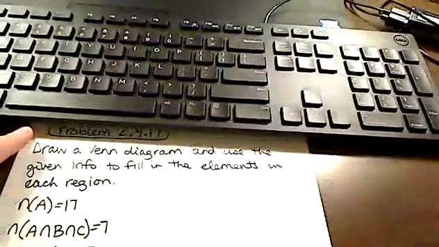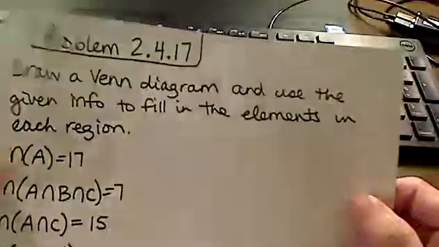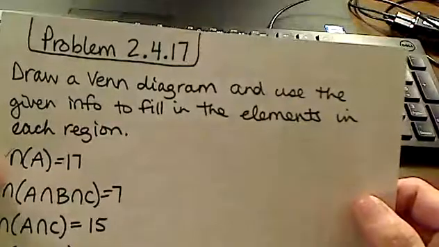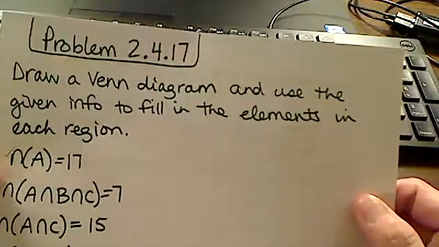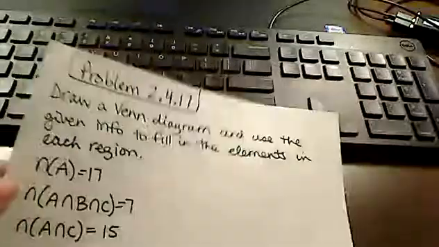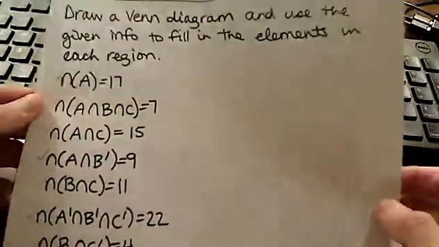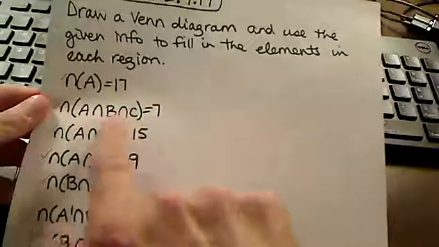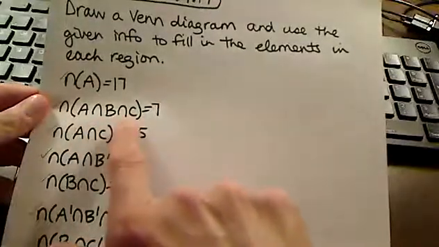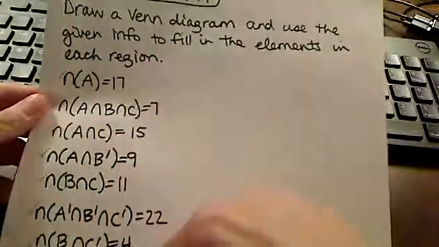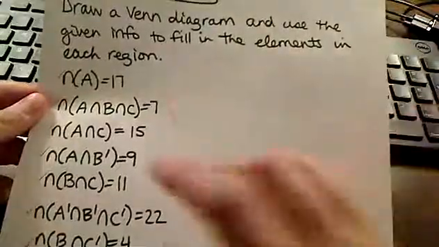All right, so this is problem 2.4.17, and they ask us to draw a Venn diagram and use the given information to fill in the elements in each region. And then these are the elements that they're giving us. So number of elements in A, 17, A intersect B intersect C, 7, and so on. So we want to draw a Venn diagram using this information.